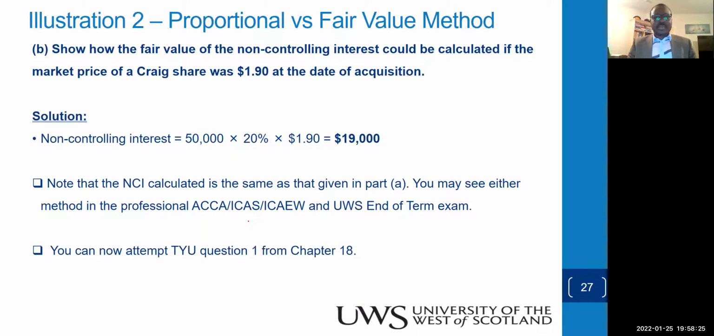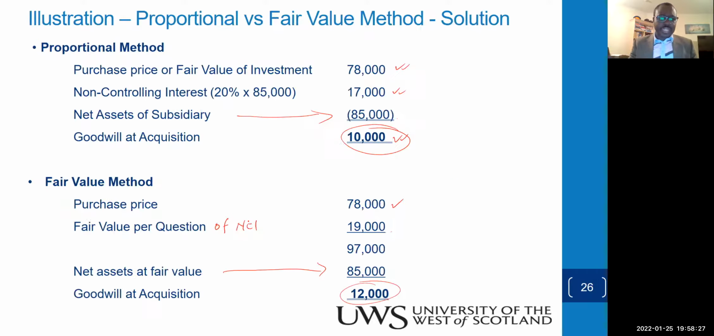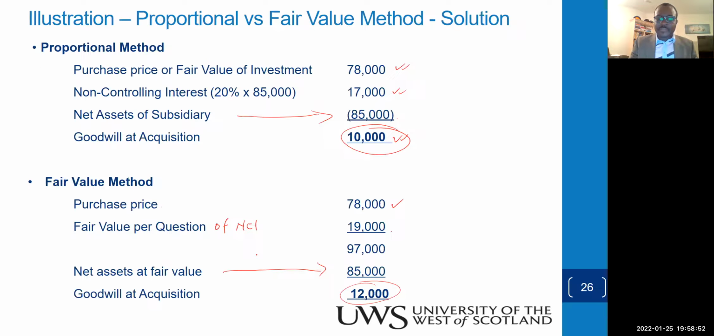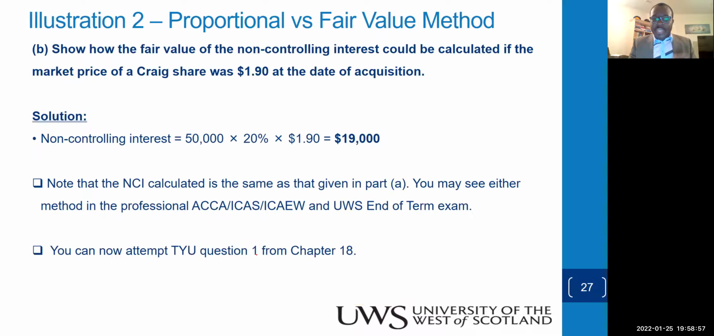Let's take another example. Oh, sorry, the same question. We've not done the second part of the question. It asks how we could calculate the NCI if the market price of Craig's share was 1.9. Remember the NCI component was 20%. So 20% of these is the fair value of the shares. Very easy and straightforward. Sometimes you'll be asked to compute the fair value of the NCI.